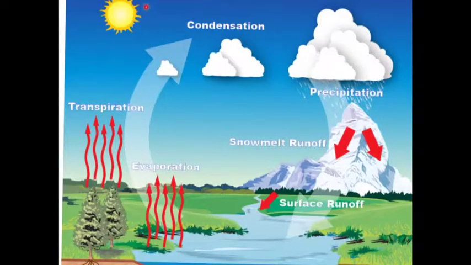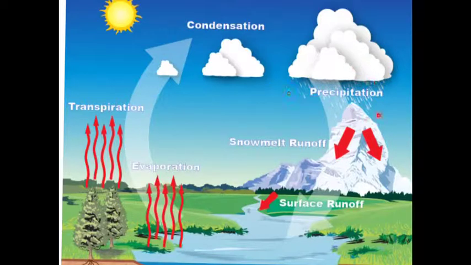The water cycle is when the sun heats up the water and turns it into water vapor or water droplets. This is called evaporation. Transpiration is when water droplets or water vapor comes from trees instead of the water, which goes on to condensation. Condensation is when the water vapor turns into clouds.